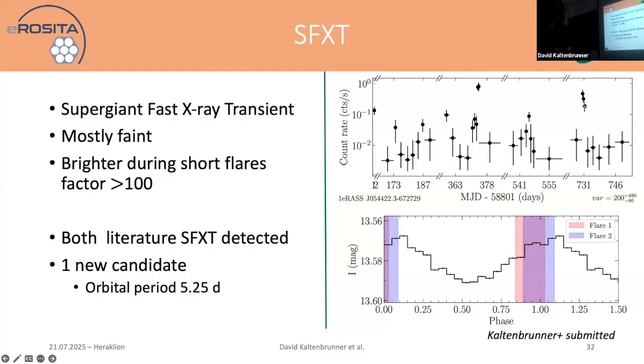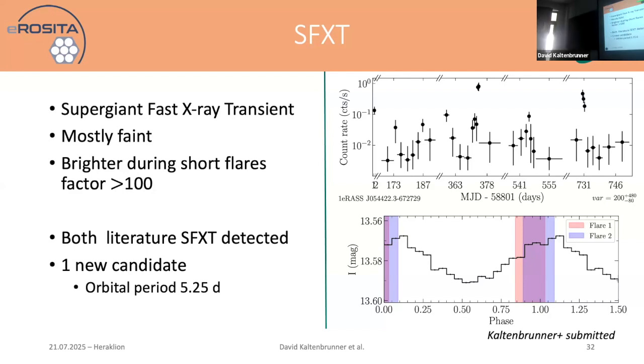Here and here, the luminosity increases by a factor of at least 100 typically. And we do have 2 already known systems in the LMC. Those have been published, and we do find both of them. And then we also find a new candidate which shows exactly this behavior. So those flares that you can see here are approximately a factor of 200.